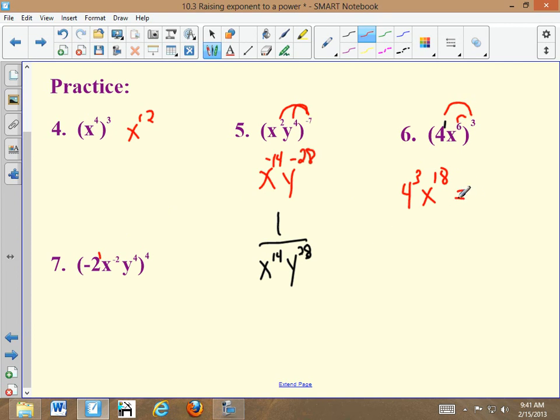Now, 4 to the 3rd power, I have to simplify. 4 times 4 is 16. 16 times 4 is? Very good. 64. x to the 18th power. Okay.